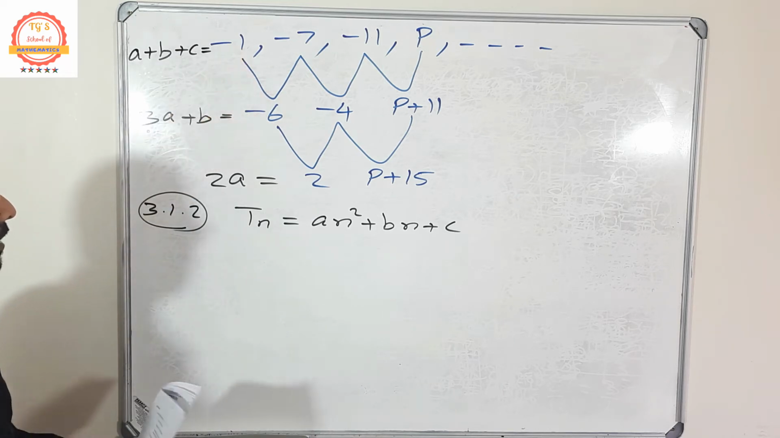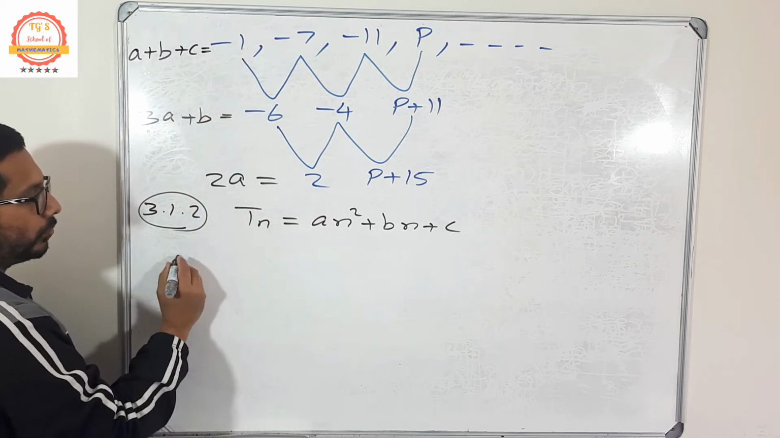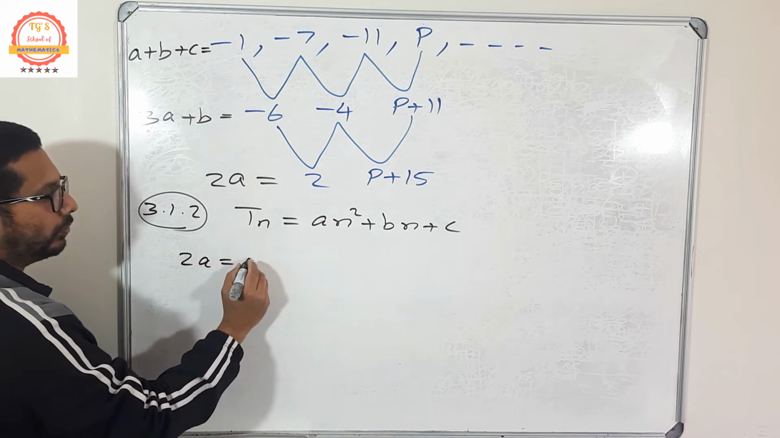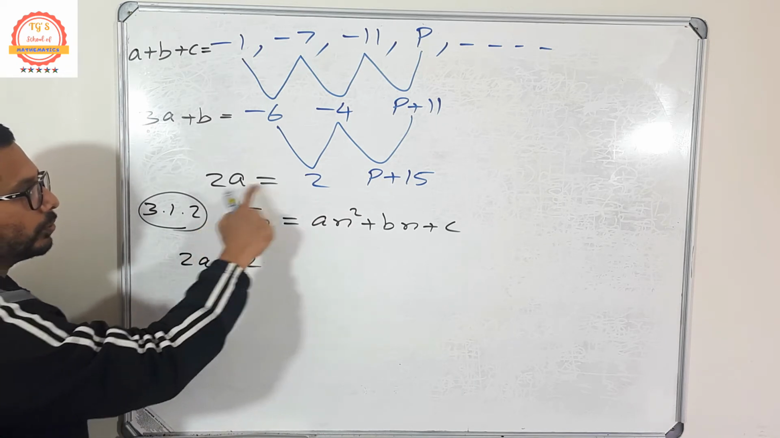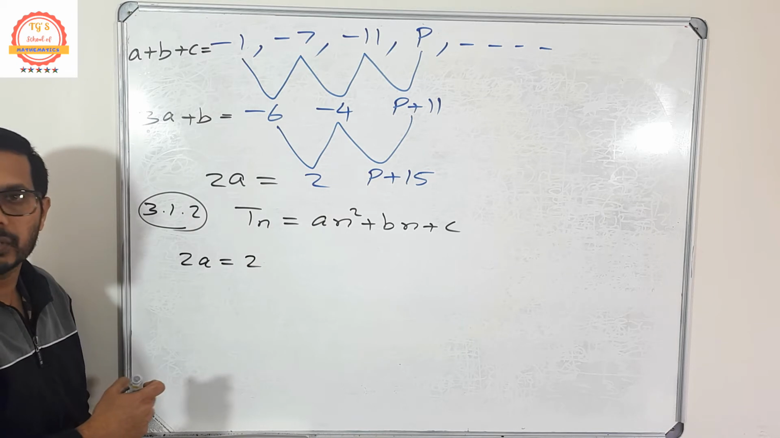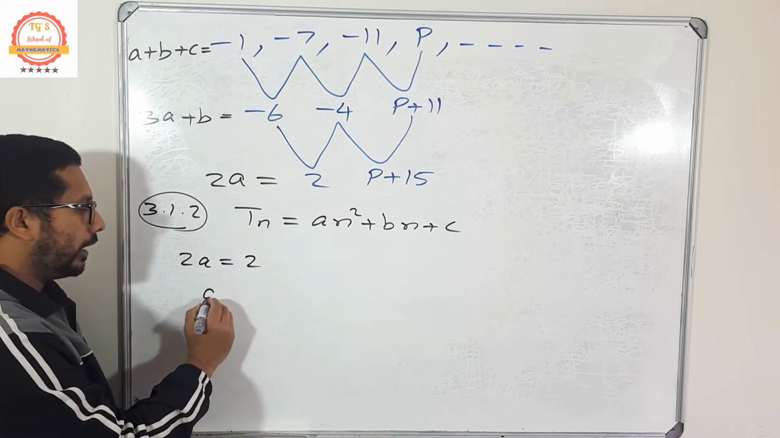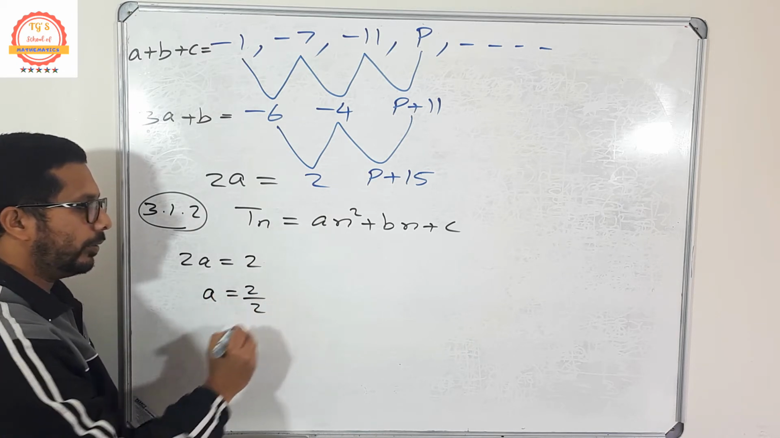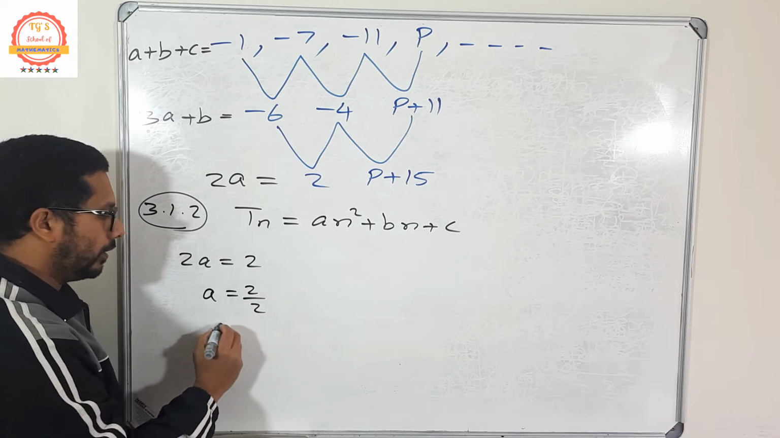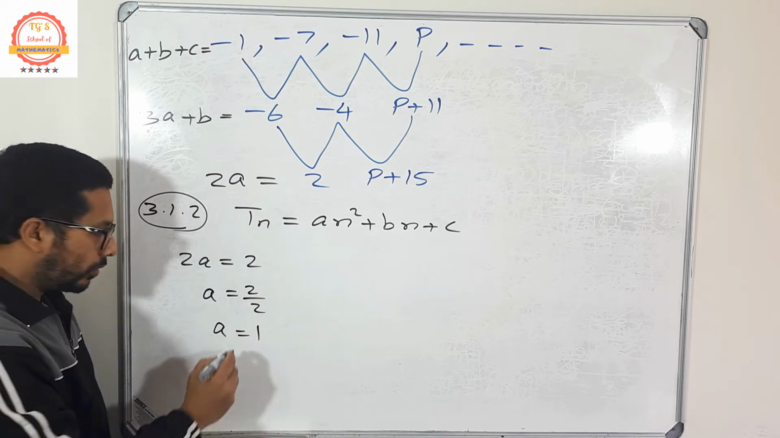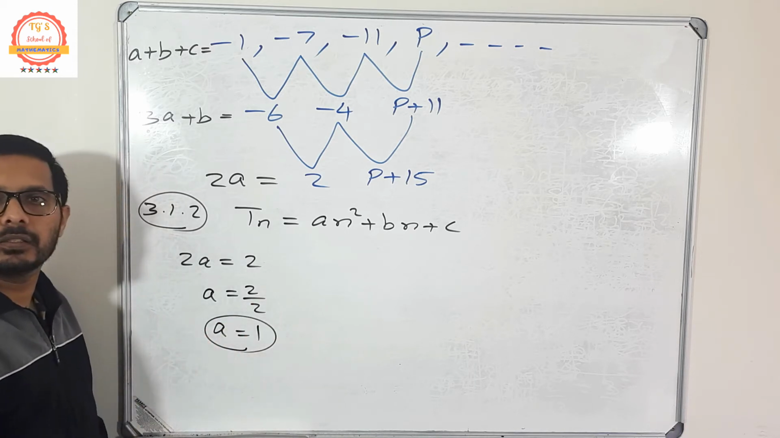Let's start with this one. 2a is equal to 2. This 2a is the second difference. So from here, what is a? a is equal to 2 divided by 2, and the answer is a equals 1. So here we got the value of a as 1.